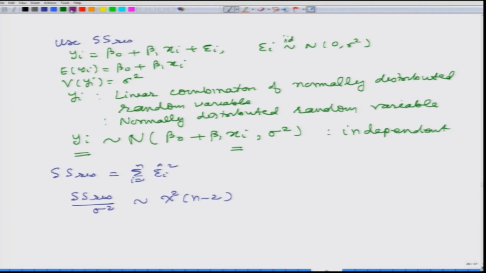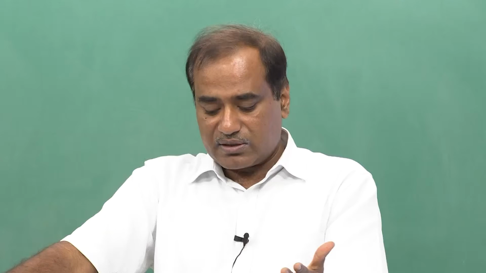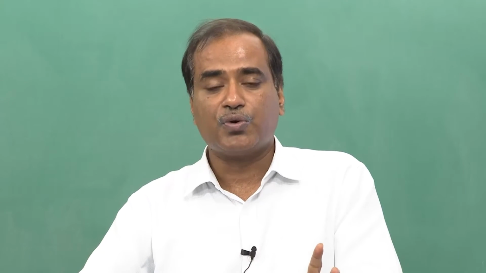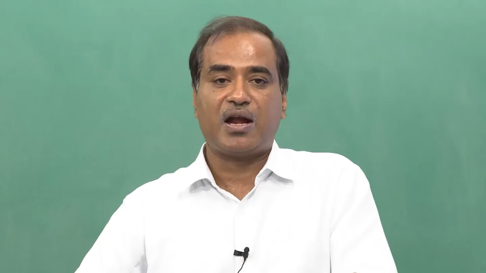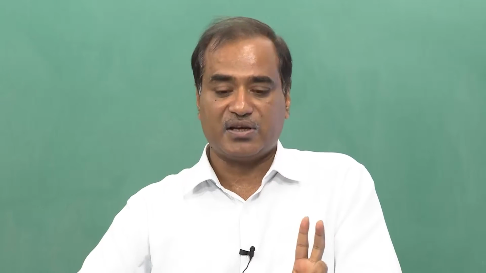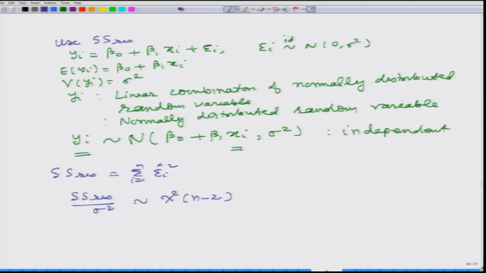One question comes, how does 2 come into the picture? Since I know that epsilon i hats depend on two unknown parameters beta 0 and beta 1, which we are estimating as beta 0 hat and beta 1 hat. So, there are two unknown parameters which are being estimated in finding out the epsilon i hat square. So, that is why there are two constraints, and so the degrees of freedom are reduced by 2, and the degrees of freedom of this chi-square random variable are n minus 2.